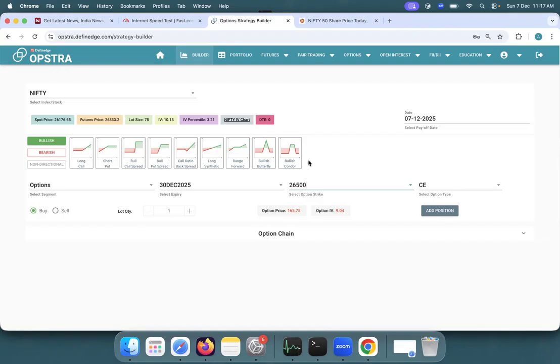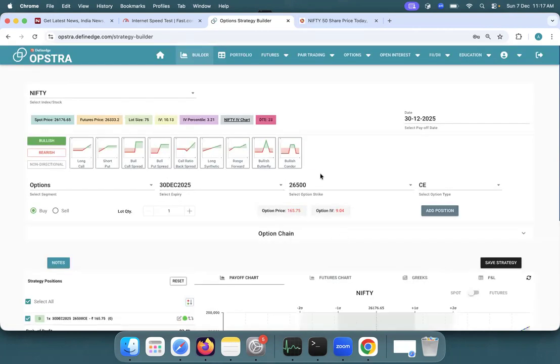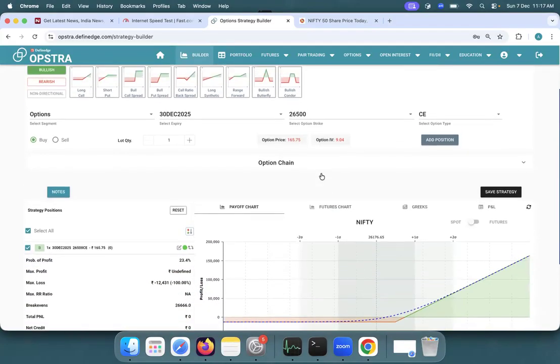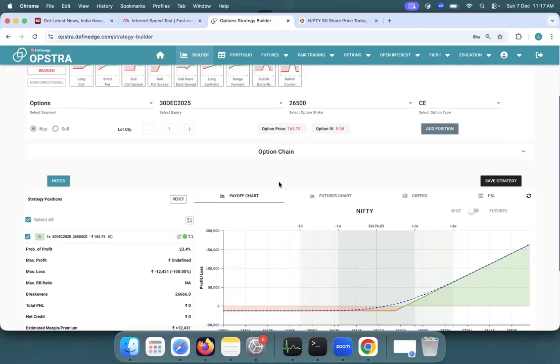Correct. So what I will say, okay, my view is that the market will cross over 26,500. Let me buy a call option. Okay, 30th December 26,500. For those of you who don't know, this is Opstra tool. It is primarily for creating your option strategies, backtesting them, right? All of that. There are other platforms as well, like Stockmock, Sensibull. So whichever suits you.